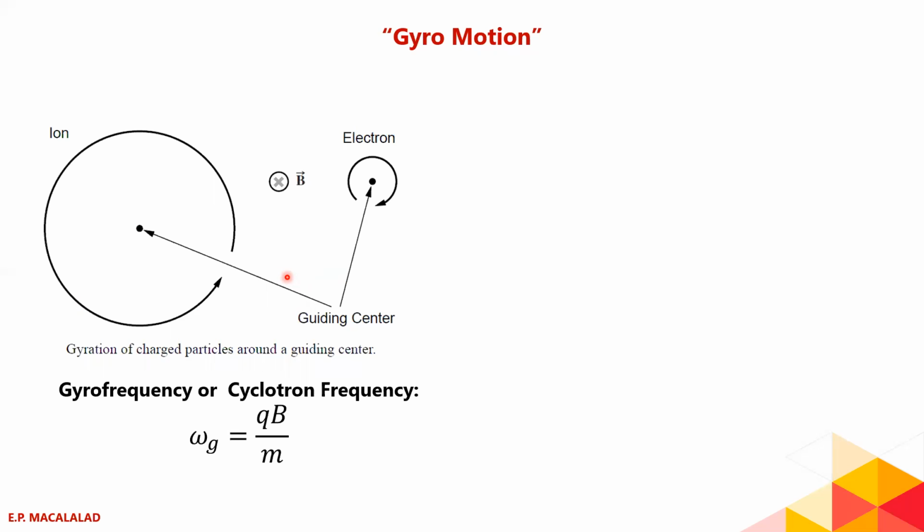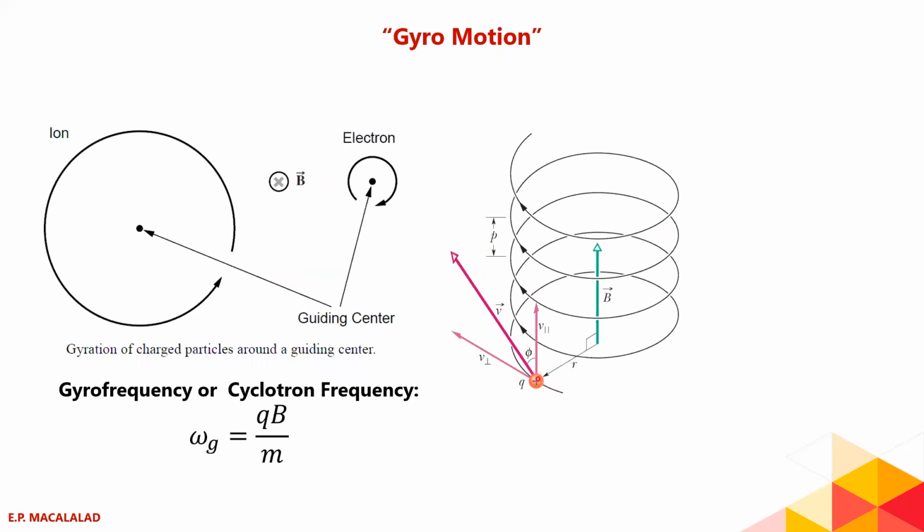So that means the magnetic field and the velocity will have two components relative to the magnetic field. One would be parallel and one would be perpendicular. So if this is the charge and this is the velocity that is not perpendicular to the magnetic field, relative to the direction of the magnetic field, this velocity vector will have two components, a perpendicular component and a parallel component.